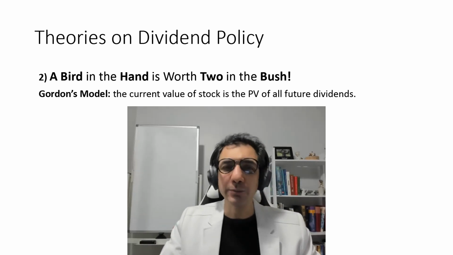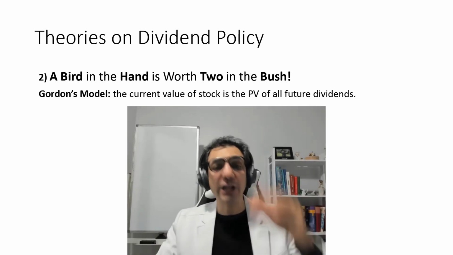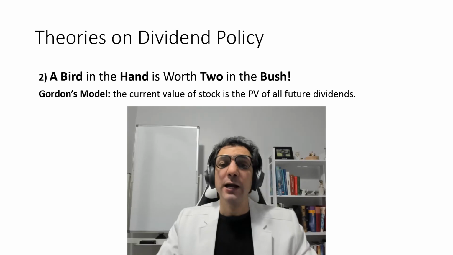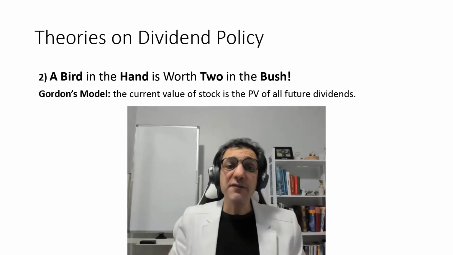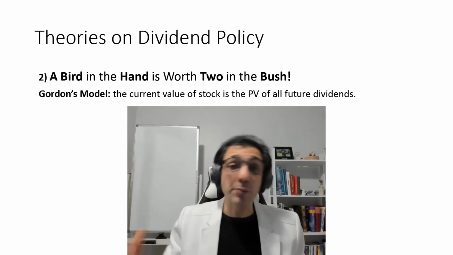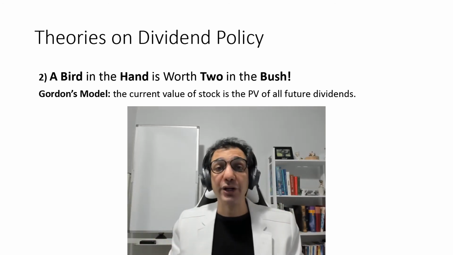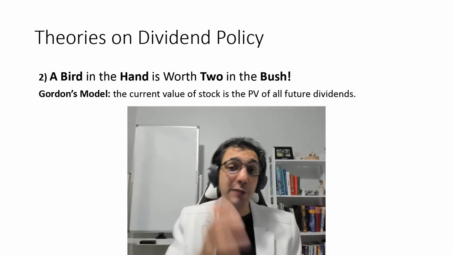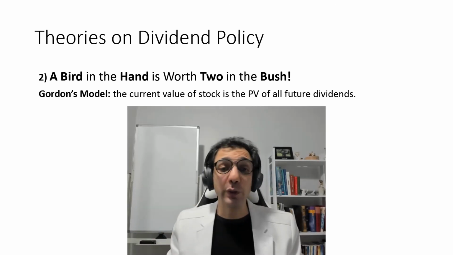What is the Gordon model? If you remember, we talked about this before. The Gordon model says the current value of the stock price is based on the present value of all future dividends. So if the company is paying higher dividends, the value of the company, the stock price, should be higher as well. So the dividend policy matters because if you're paying a higher dividend, it means the market price will be higher, the market value will be higher.